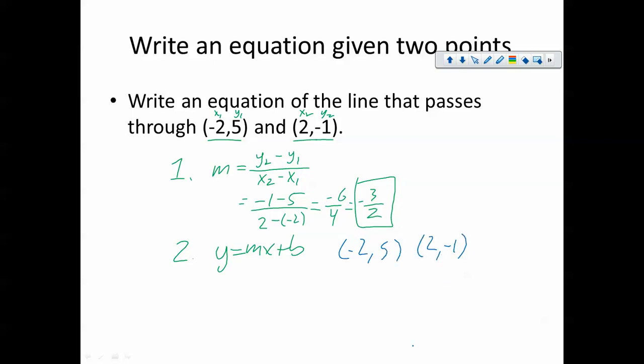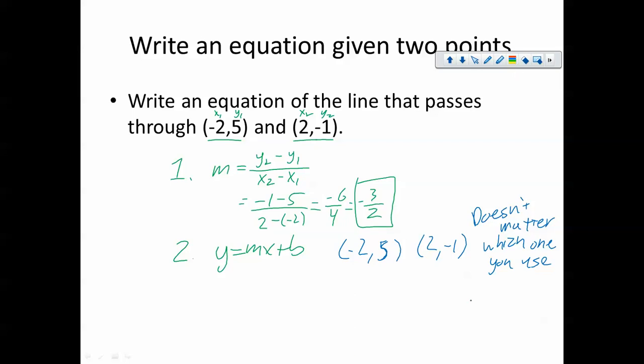And it turns out it doesn't matter which one you use. Pick your favorite numbers, or as I say, pick the sexiest numbers and use those ones to plug them in. So I think personally that negative 2, 5, those are the 2 sexiest numbers here. So that's the ones that I'm going to use.